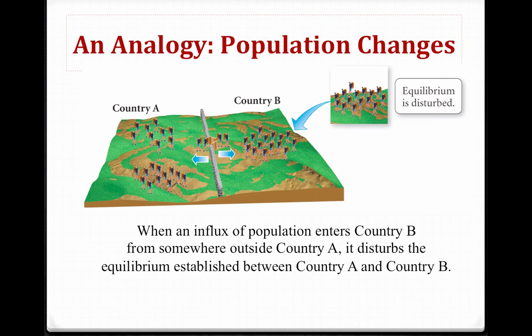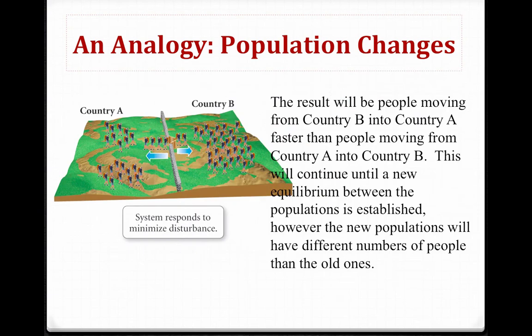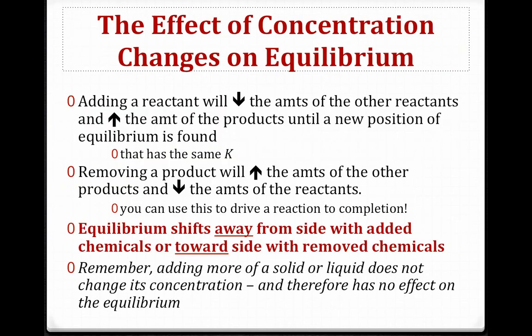So there's a couple, here's the analogy first. So we have the countries that we were talking about before, population A and population B. They are at equilibrium at this point. And then all of a sudden we get a disturbance in equilibrium because we're going to get an influx from a population from outside these two countries. So what's going to happen is you now have a lot of people in country B. It has disturbed the equilibrium. So what's going to happen is the people are going to start shifting again until equilibrium is reestablished.